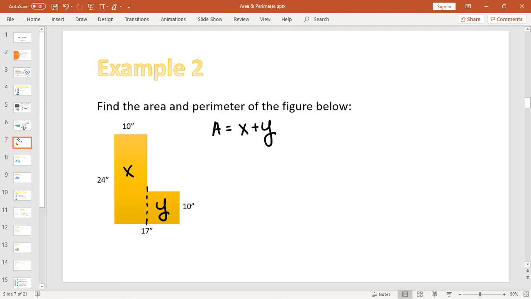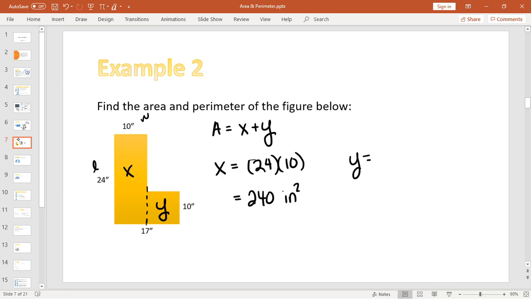So let's start with X. I've got a length and a width for X, 24 times 10, 240 inches squared. Now I'm going to look at Y.